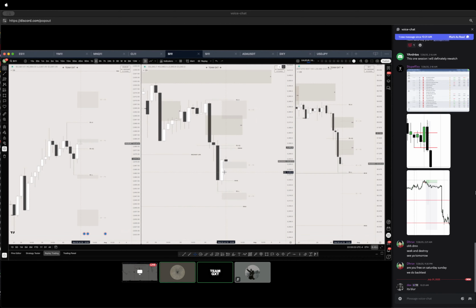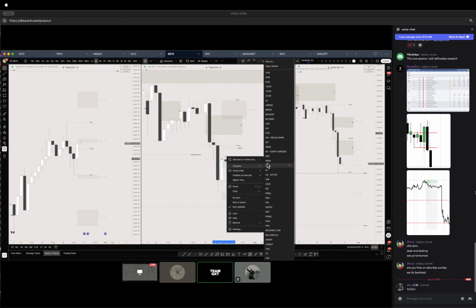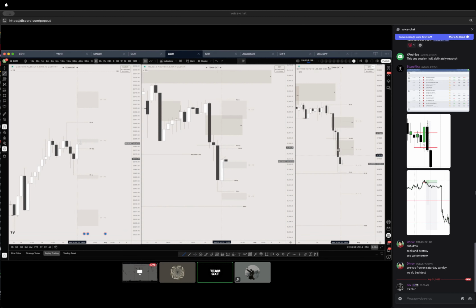Really uncorrelated with silver as well. I mean, we already have this SMT here on the 4-hour. Right there. We'll mark the open on silver.